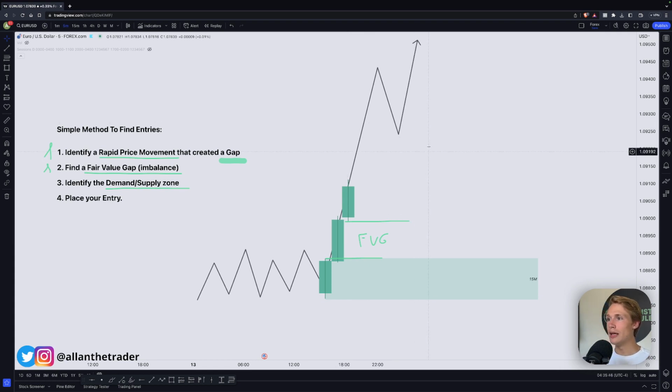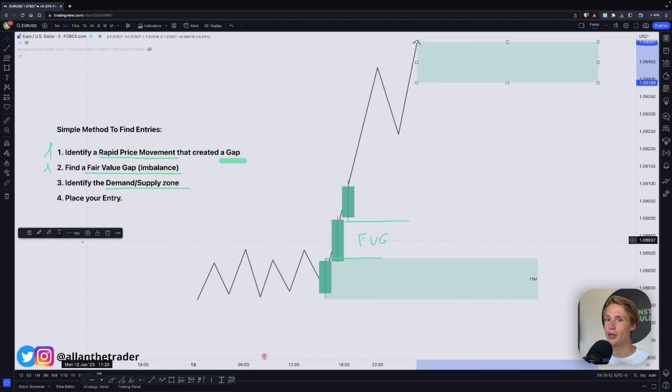And the demand zone is where there's a lot of buying pressure, so like this, and a supply zone would be where there's a lot of selling pressure. So the supply zones are to place a short and demand zones are to place a long. So now we have made the third step, and now we have the fourth step, which is place your entry.